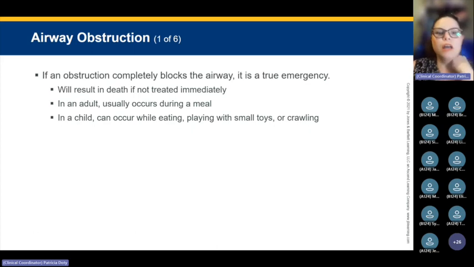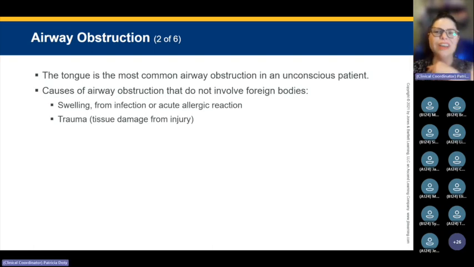All right. Let's talk about foreign body airway obstructions, or FBAOs. Those are the ones that completely block the airway. It's a true emergency. They're going to die if they don't get treated. Usually this happens during a meal with adults. Of course, with children, they're crawling around and playing, and that's when this happens for the most part. The tongue is the most common cause of an airway obstruction in your unconscious patient, but other causes that do not involve foreign bodies include swelling. You can have that from an infection or acute allergic reaction, and sometimes even trauma. And you'll see that too.